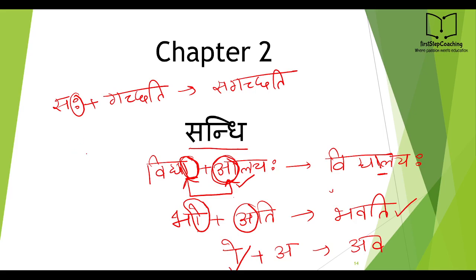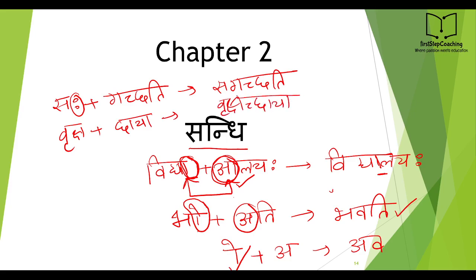So sometimes it happens that you can actually join new letters which may not be present in your original word. For example, you have vriksh plus chaya. So if you join that, it will become vriksh to chaya.